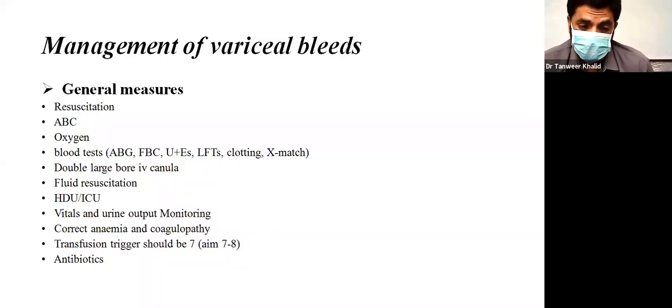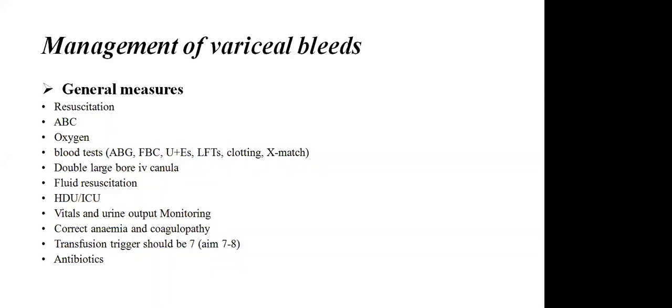Correct anemia and coagulopathy. Basically, if there is anemia, we need to transfuse blood products. If there is coagulopathy, we should correct that before any specific procedure. A transfusion trigger should be set.